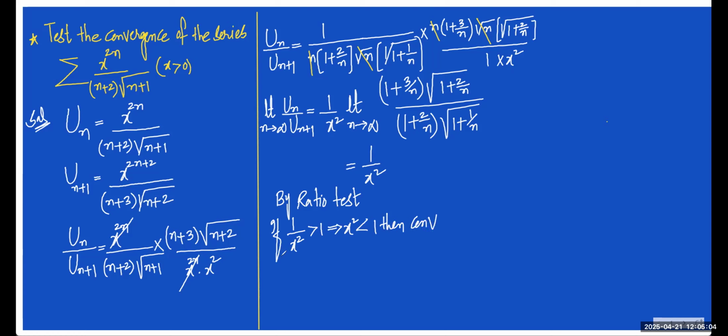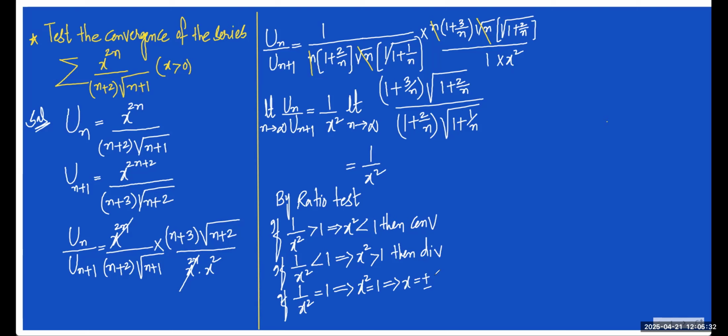Similarly, the second statement will be 1 by x square will be less than 1, which automatically says that when x square must be greater than 1, then divergent. And now one more possible point of this statement. If 1 by x square is equal to 1, which means that x square value is 1. Here don't forget to write x value is plus or minus. Then we say test fails.